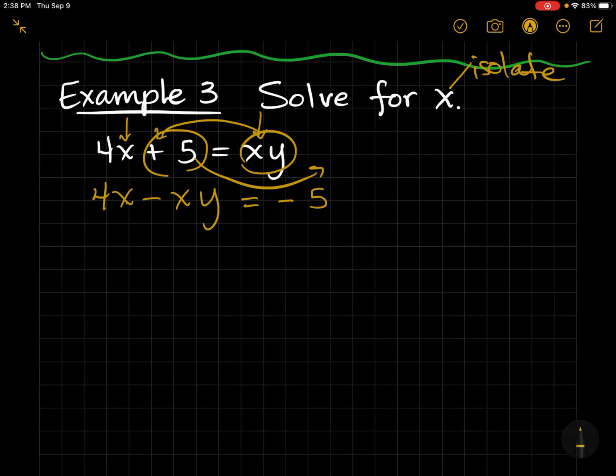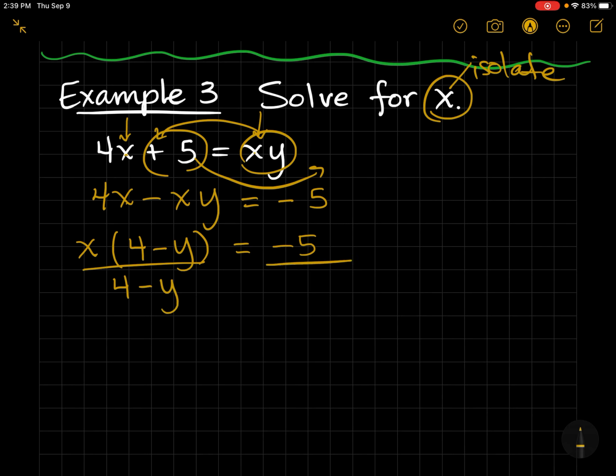Now that I have both x's next to each other, I'm going to factor the x out. Again, I'm trying to get x by itself. So I've gone from having x in two places to x only in one place. Whatever stuck to my x, I'm going to divide both sides. So now I have x equals negative 5 over 4 minus y. And that's a good answer right there.